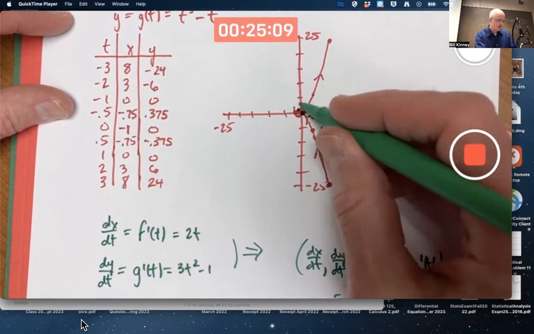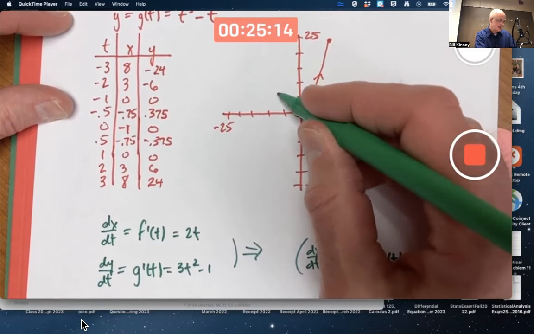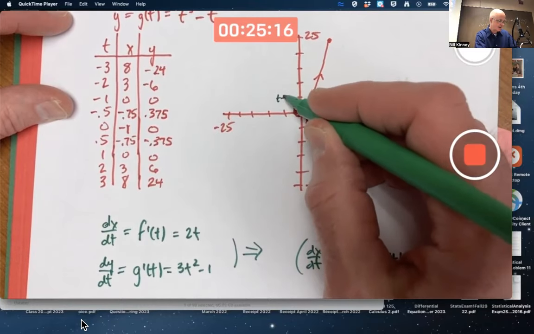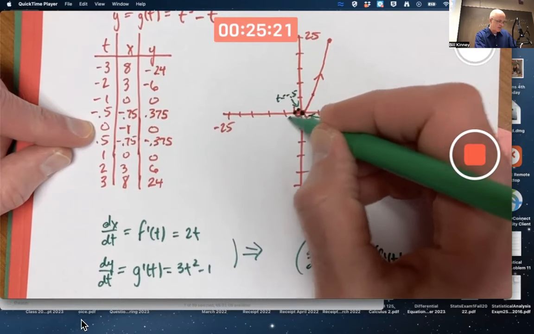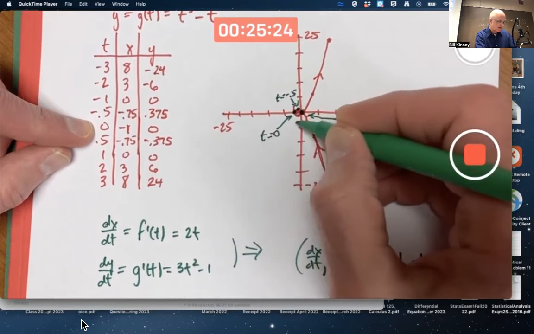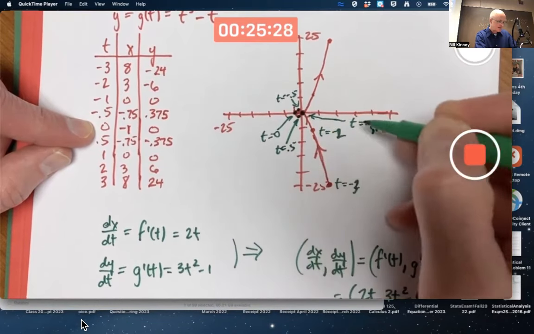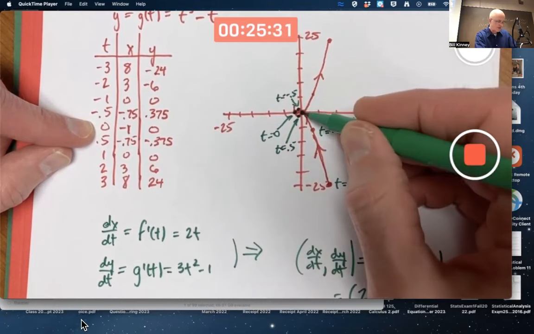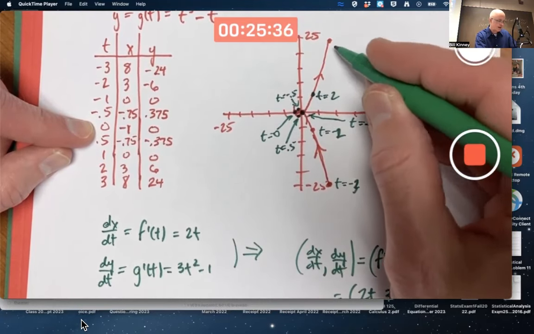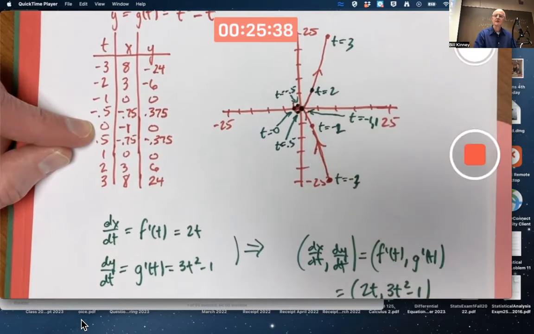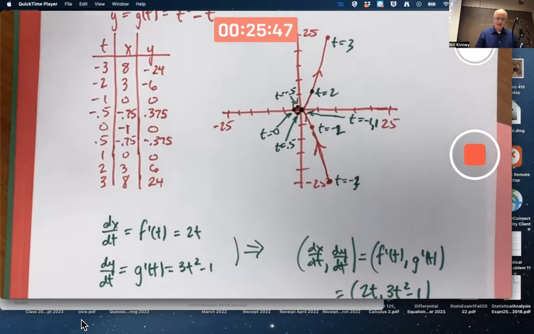You're at this point here when t is -0.5. When t is 0, you're at this point here. T is +0.5. T is back to +1. You're back to the origin. Here you're at that location when t is 2, and here when t is 3. So you can put the t information in the picture, just not as a graph. It's got to be labels.